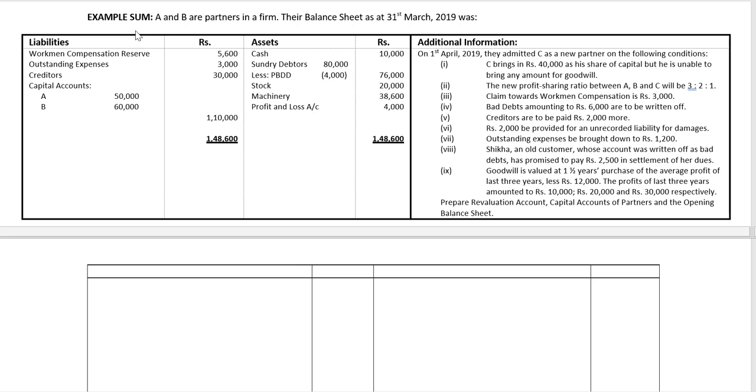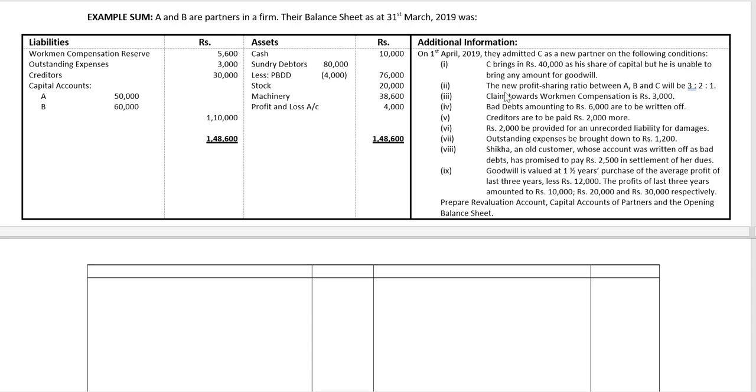Example sum. A and B are partners in a firm. Their balance sheet as at 31st March 2019 was, to the left of the screen we have the balance sheet which is given. On the right, additional information. On 1st April 2019, they admitted C as a new partner on the following conditions. First point, C brings in rupees 40,000 as his share of capital, but he is unable to bring in any amount for goodwill.